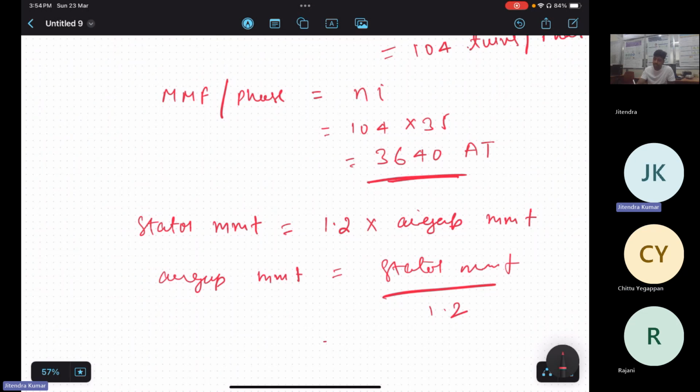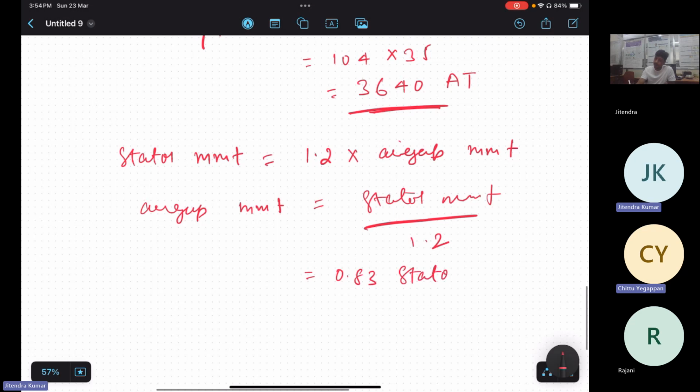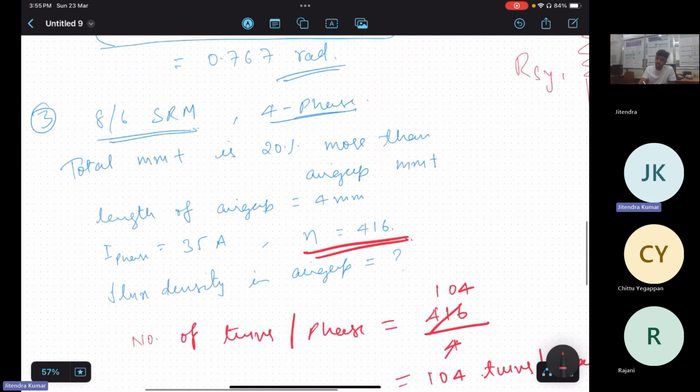Sir, 0.83. How is that 1.2 value calculated, sir? Oh, it is not calculated. It is mentioned in the problem that total MMF is 20% more than the air gap MMF. So suppose you have 10 rupees and I have 12 rupees. I have 20% more money than you, right? Yes, sir. Understood, sir.